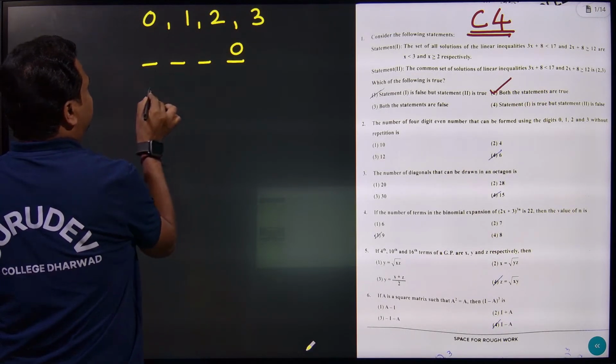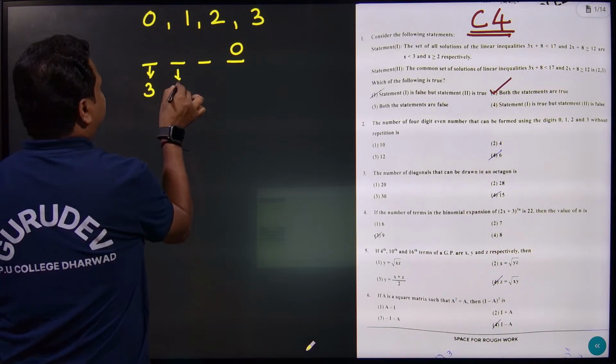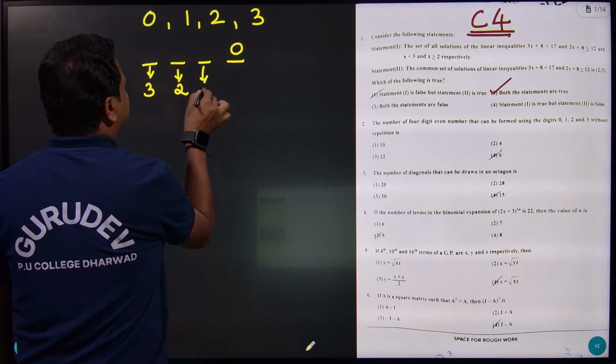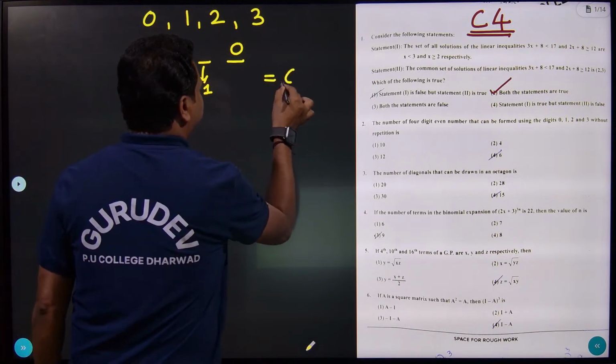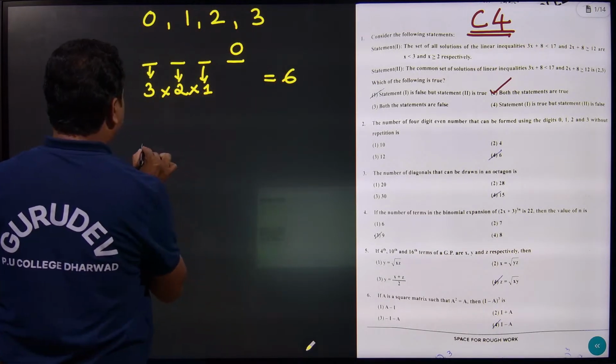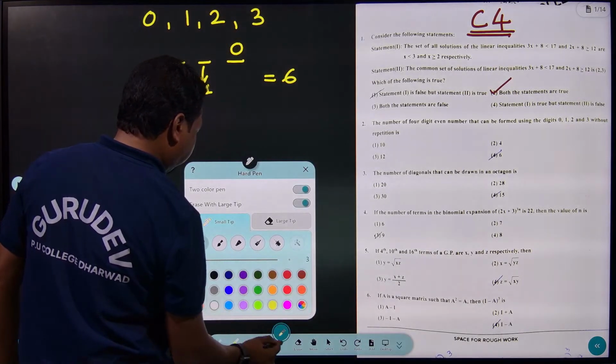Now these 3 places, first box can be filled in how many ways? 3 ways. Second box can be filled in how many ways? 2 ways. Third box can be filled in how many ways? 1 way. Total how many ways? 6 ways. Now similarly I will take another 4 set. Okay. So another 4 set as follows.